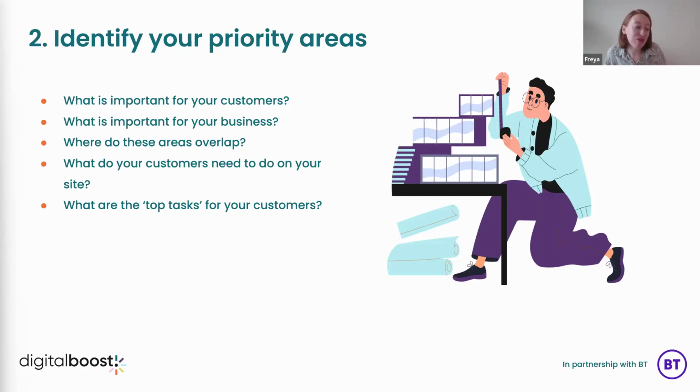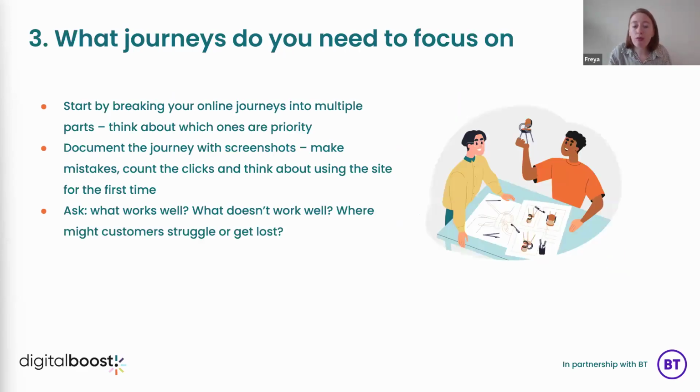So top task really refers to, say, for example, your customers are on your website. There might be lots of different things that they're wanting to do. They might want to purchase something. They might want to check contact information. They might want to check delivery dates and so on. And all of these are types of top tasks. So just thinking about what are the most important things that customers are doing, and that will also help you with your priority areas as well.